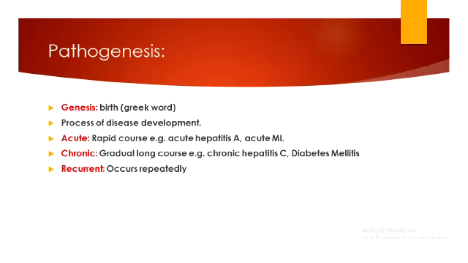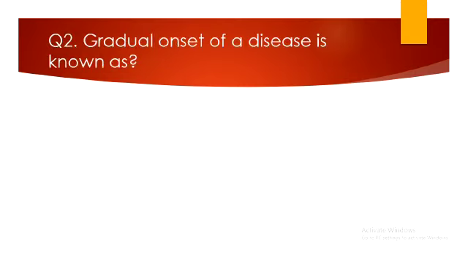They include, for example, diabetes mellitus, hypertension, or chronic hepatitis C. Then some diseases which occur repetitively, these are known as recurrent disorders. So, question number 2, what is the gradual onset of a disease process known as? A. Acute, B. Chronic, or C. Recurrent.